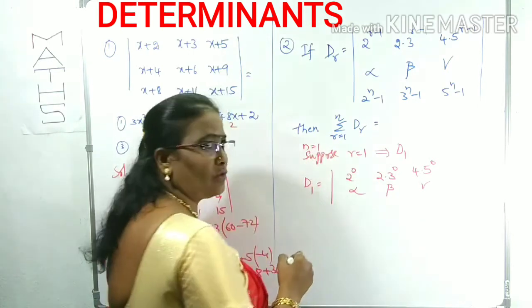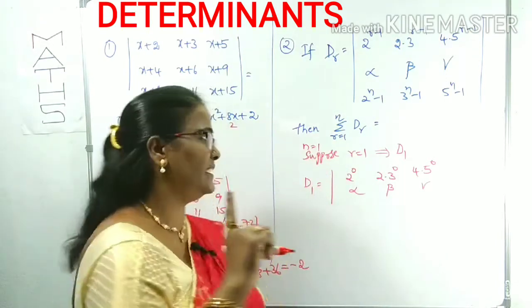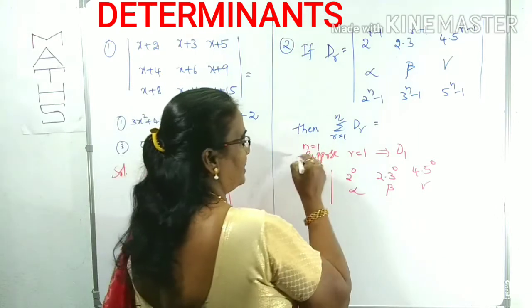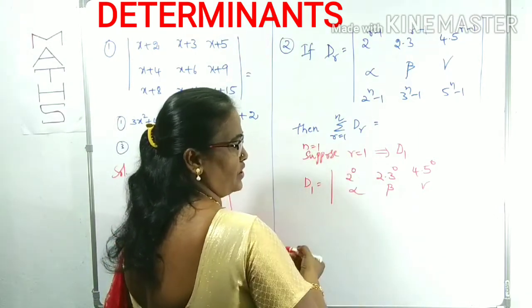If you take R equal to 1, it will come. n is equal to 1 means what? Only one summation is enough. If you take n equal to 1, then simply R is equal to 1. R equal to 1 to 1 means R is equal to 1 only.